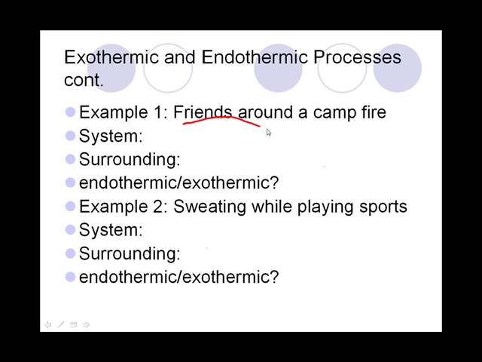Let's say that you and your friends are around a campfire, okay? And if I identify the system as you, and the surrounding, actually, I'm going to take that back. If I say the system is the fire and the surrounding is you, then the heat is flowing from the fire to you and your friends. And so this will be considered an exothermic process.